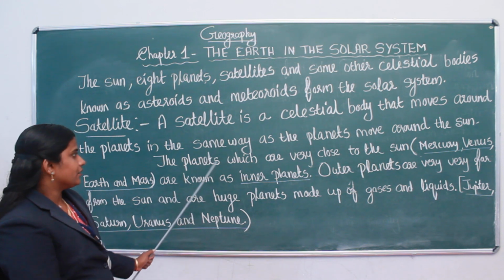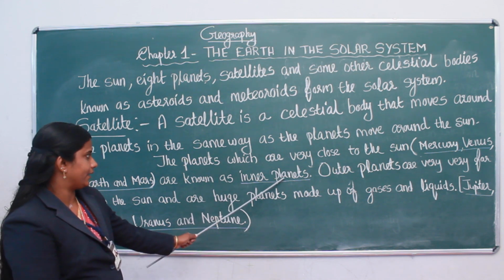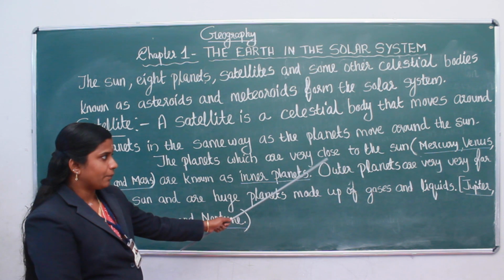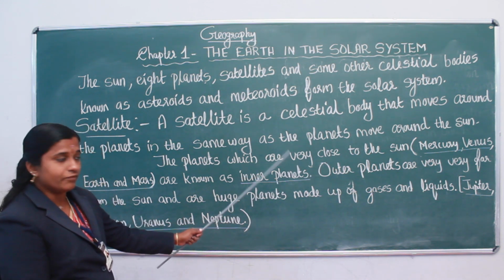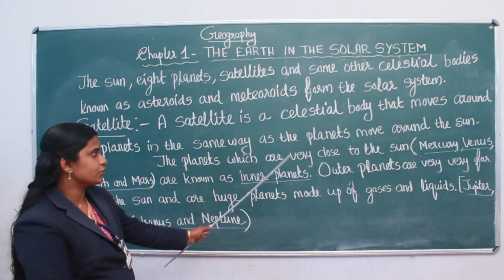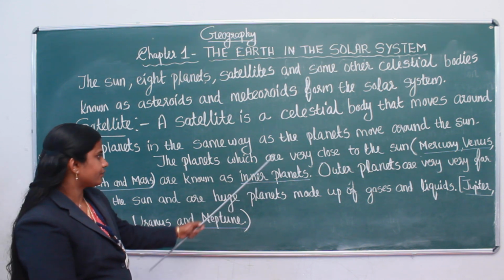The planets which are very close to the sun are known as inner planets: Mercury, Venus, Earth and Mars. These planets are very close to the sun. That's why they are known as inner planets.